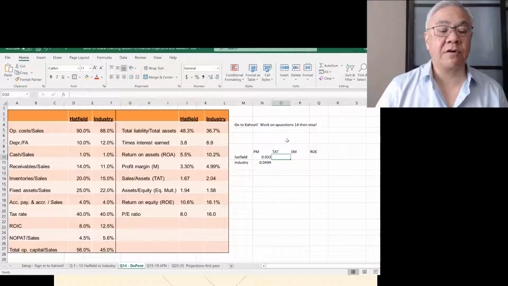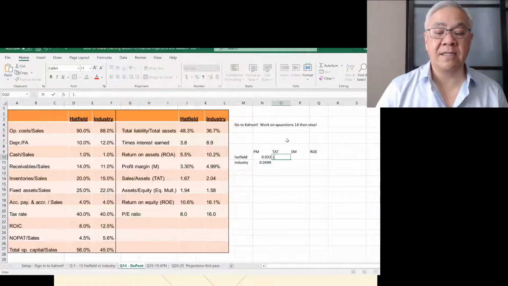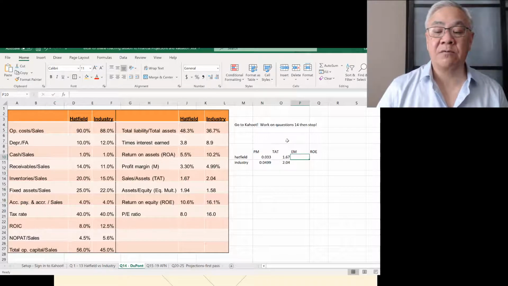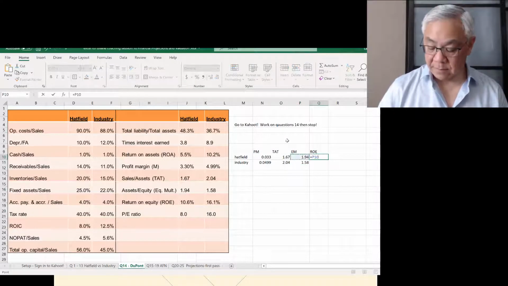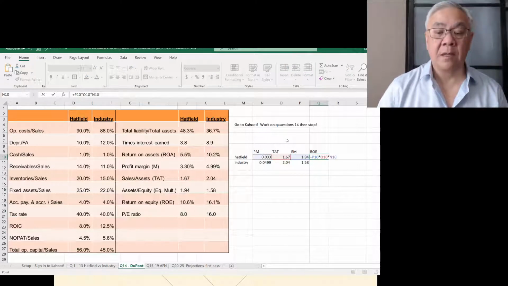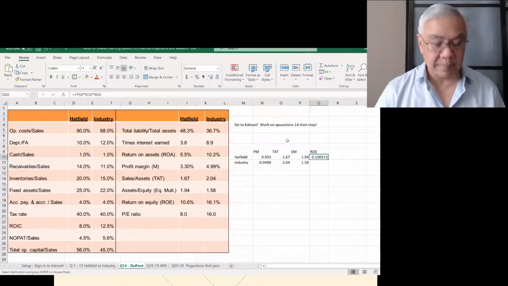The total asset turnover is 1.67, and for the industry, it's 2.04. The equity multiplier for Hatfield is 1.94, and for industry is 1.58. And if we multiply those three together, we get the ROE.